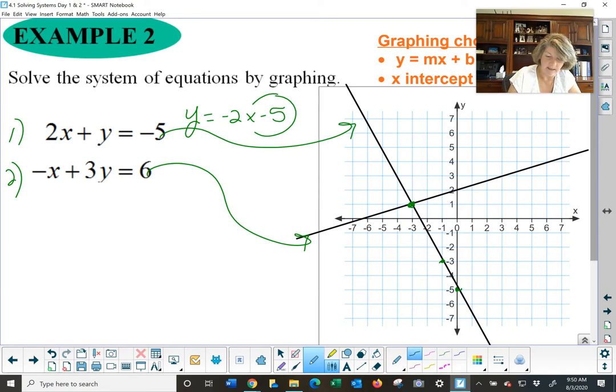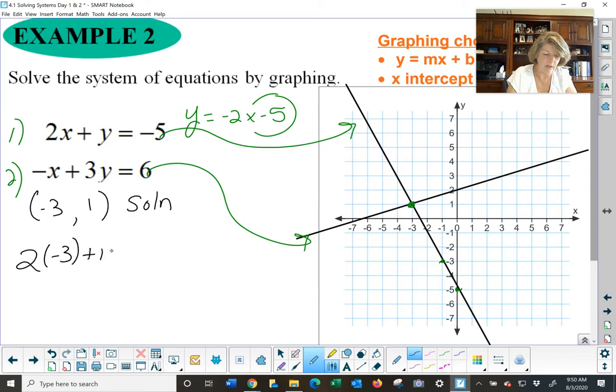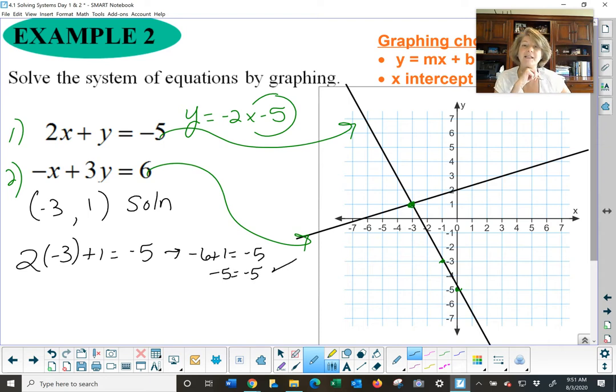So let's label what that solution looks like. In x terms, it's -3, and the y value would be 1. So I have the ordered pair (-3, 1) as the solution. Let's verify it. Let's take 2 times -3 plus 1 equals -5. I'm testing it out in equation 1. That's going to give me -6 plus 1 equals -5. -5 equals -5. Yes, that checks out, doesn't it? So it is a solution to equation 1.